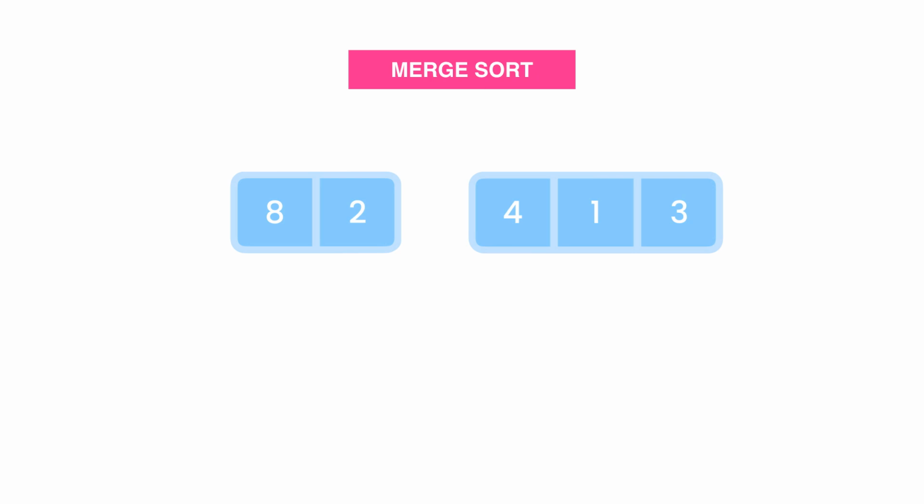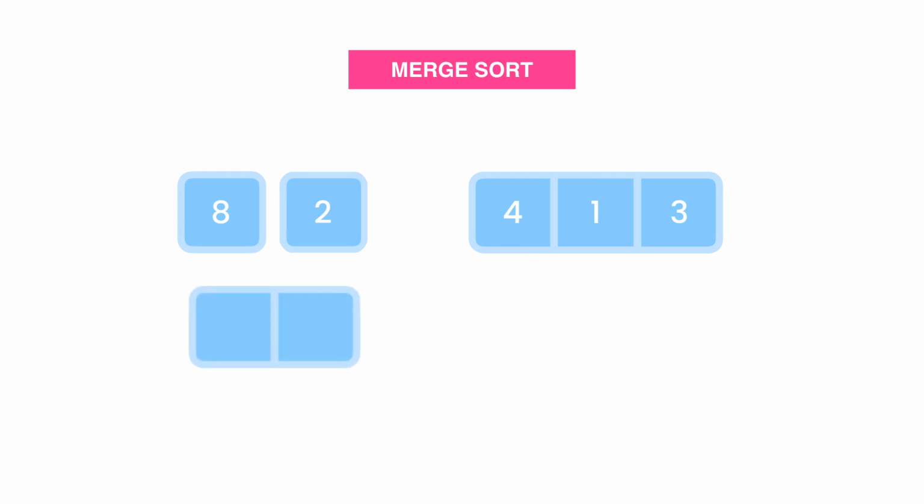Now we repeat. Let's focus on the left subarray. Again, we divide this from the middle and we get 2 new subarrays. So we recursively divide an array until we cannot divide it anymore. Now we have 2 single item arrays, and we know that an array with a single item is already sorted. So now we should merge or combine these 2 arrays in a manner that the resulting array is sorted. So between 8 and 2, 2 is smaller, we insert it first, followed by 8.